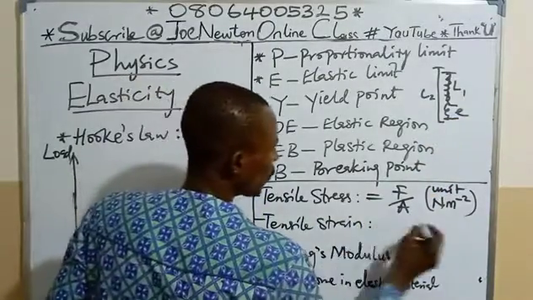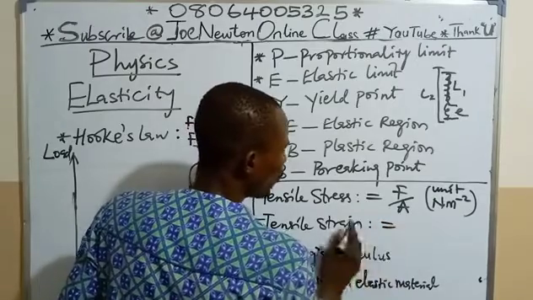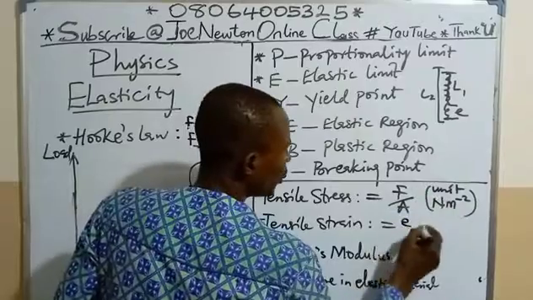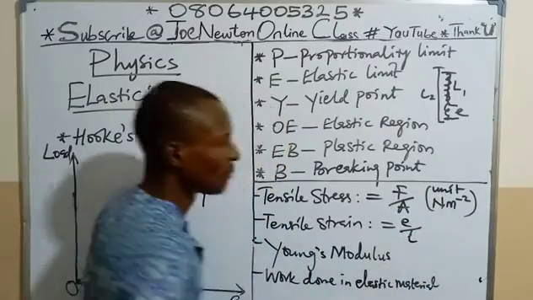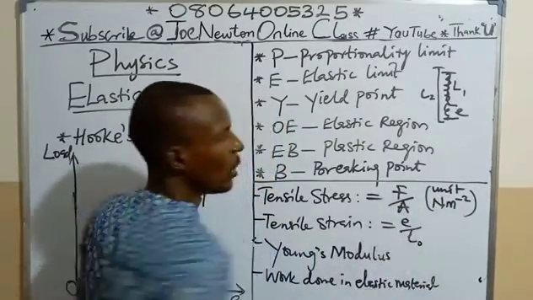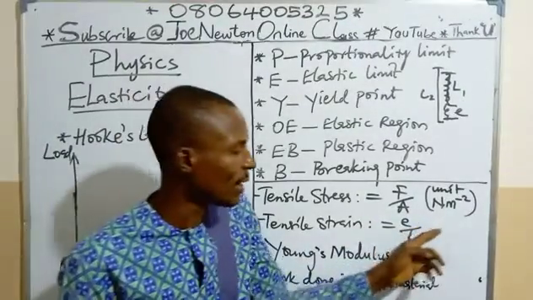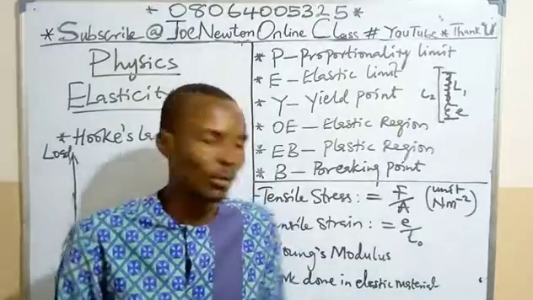So the strain will be equal to extension over original length. Now you can call it L0 or L1, the original length. That is it. It has no unit because the extension is in meter and the length is in meter. It will have no unit.